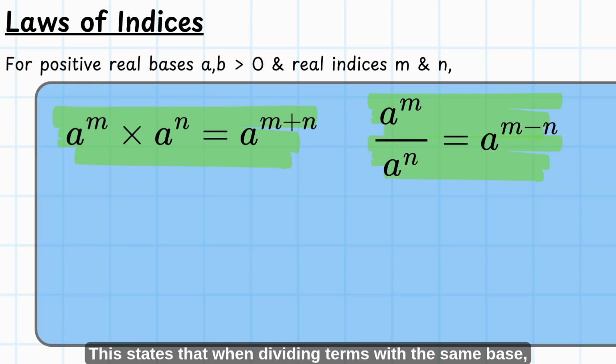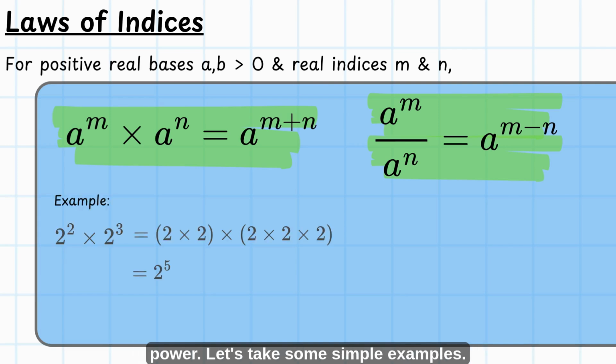This states that when dividing terms with the same base, we subtract the indices to determine the new power. Let's take some simple examples. For the product law, when multiplying 2 with an index of 2 and 2 with an index of 3, the result is equivalent to multiplying five 2's together. This can be rewritten as 2 raised to the power of 5.